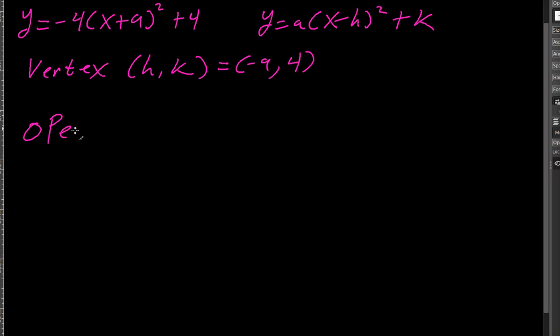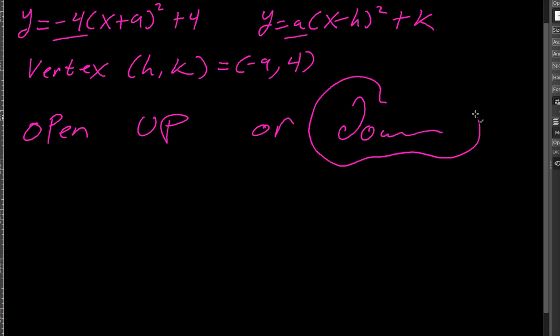Now, is this going to open up or down? I'm not looking at a graph right now, but because this is in vertex form, I can see that the a is negative, so it frowns, right? Its negativity makes it frown. So this is going downward. That's not too bad, right?